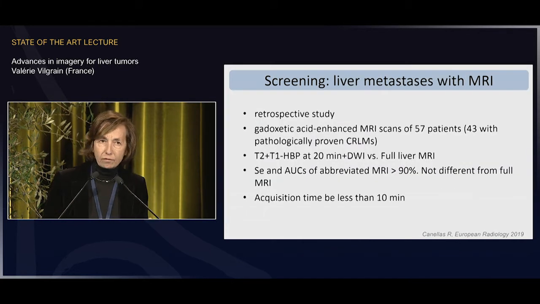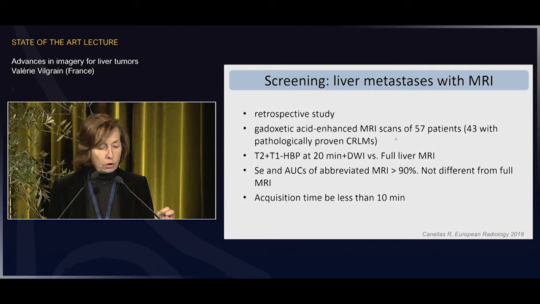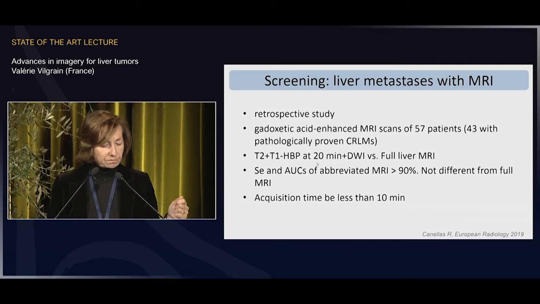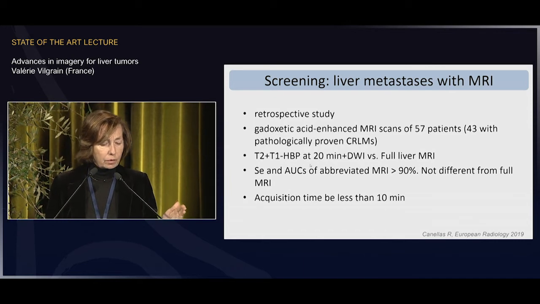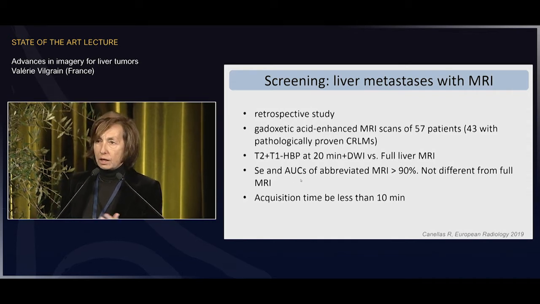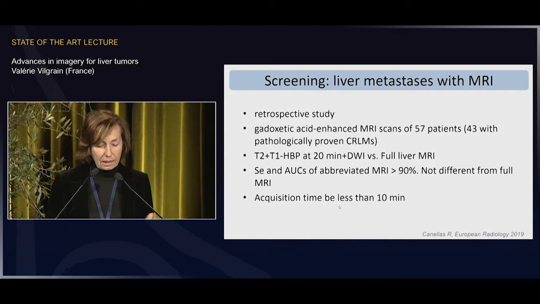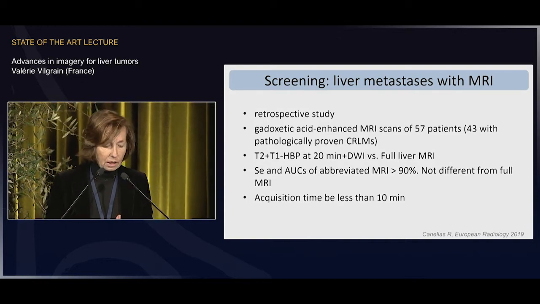So based on this possible change in the screening, can we do the same with the liver metastasis? Actually, we have less data, but also growing interest. This is just one retrospective study that has simulated an abbreviated MR using the hepatobiliary contrast agent, so the Primovist, and shows that this abbreviated MR compares very well with a full MR with a very high sensitivity and area under the curve. Indeed, the rule is acquisition time less than 10 minutes in and out.